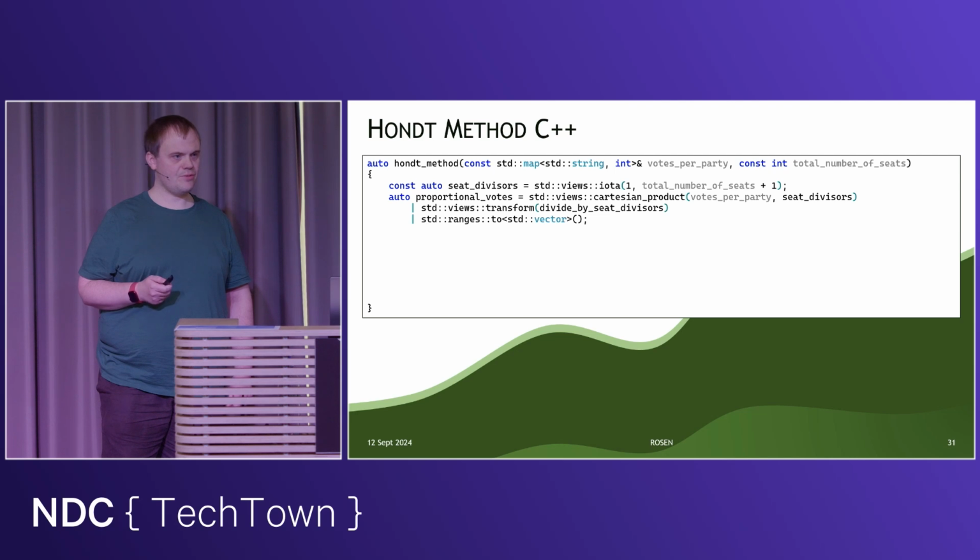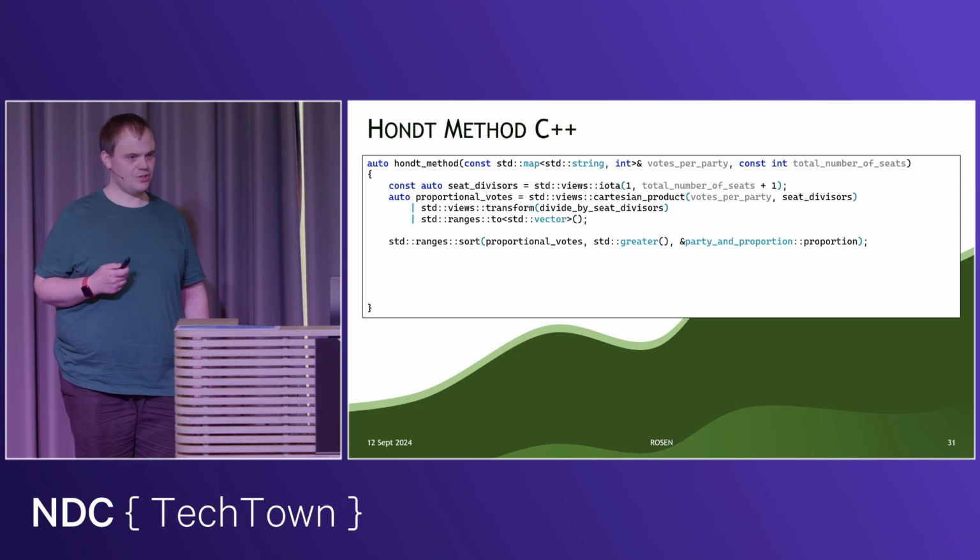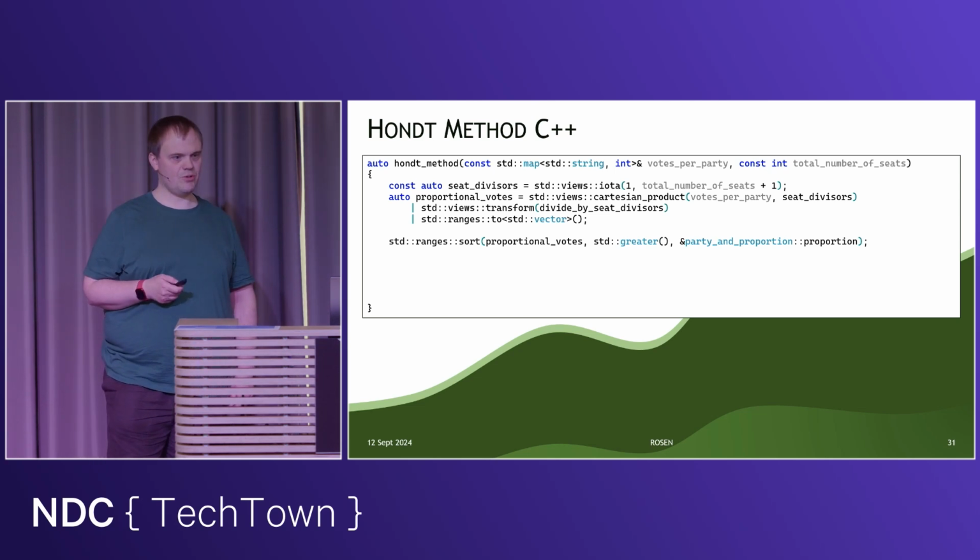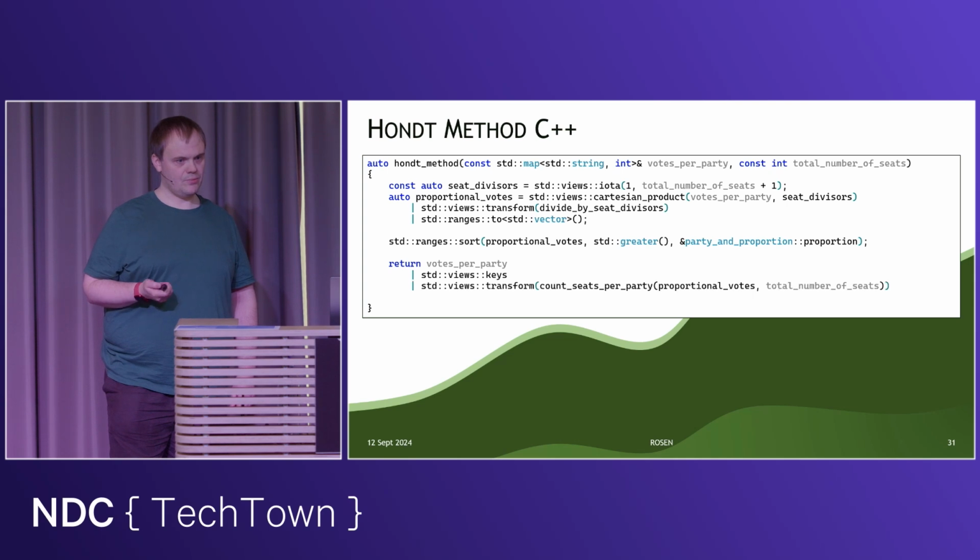We use ranges 2 to store the results in a vector. The vector of all quotients from all parties is then sorted in descending order by using standard sort with the function greater and a projection to the member of the struct we want to sort on. From the original votes per party map, we take the party names by using the keys view. We then call the transform view on the party names. They are handed over to the lambda returned by the count seats per party function.